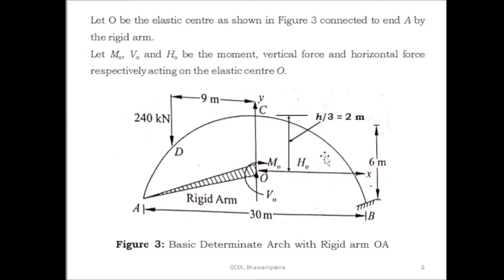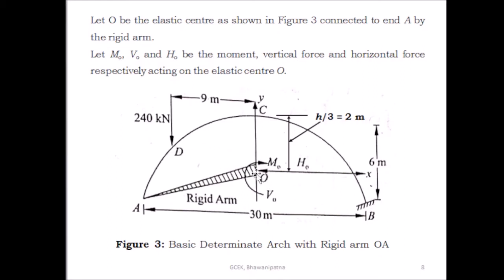From this axis, what is the moment due to this 240 kilonewton load? This is x and this is 9, so the perpendicular distance of this load is x plus 9, and the moment about this section is equal to 240 into x plus 9. The direction of the moment is anti-clockwise, so it is equal to minus 240 into x plus 9. This moment is between B and D.